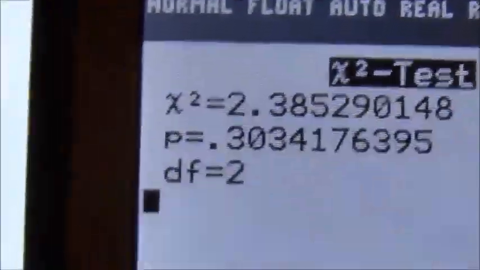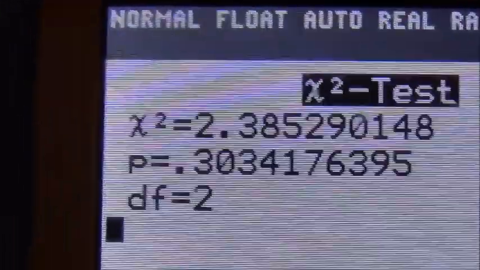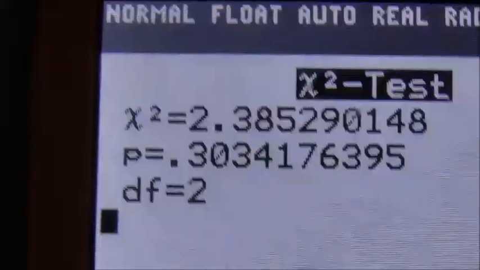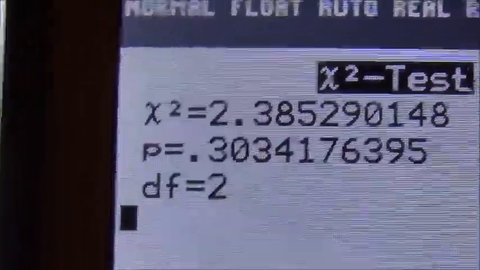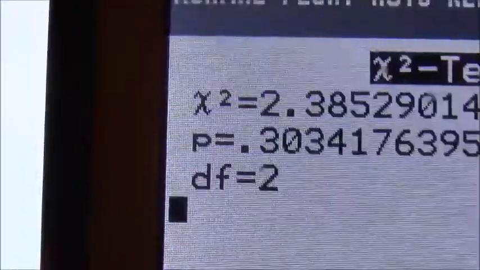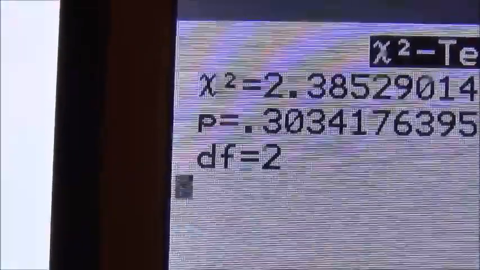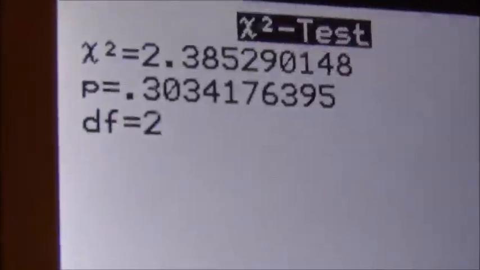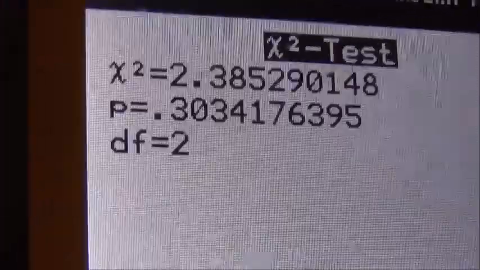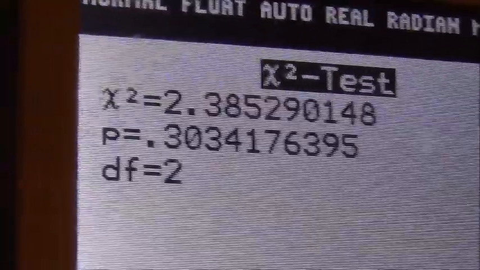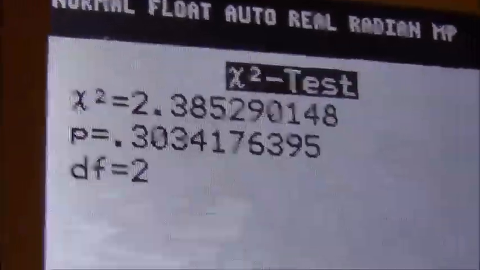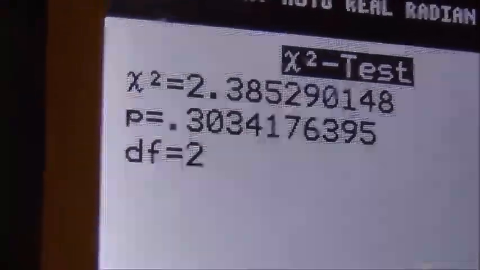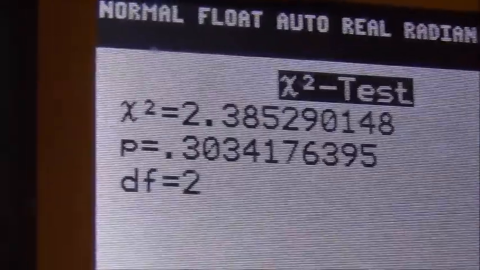So when we calculate our values there, you can see that my chi-squared value is 2.385. My p-value, 0.3034. All right, and then also the degree of freedom on there. The degree of freedom happens to be 2. You will need to know that sometimes when you do your hypothesis testing.